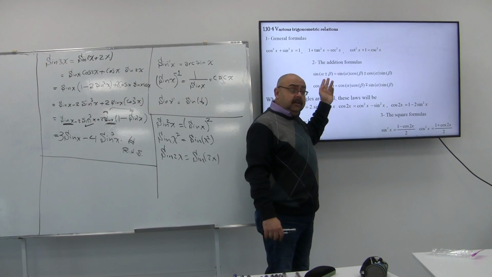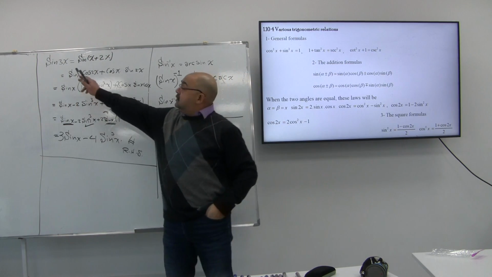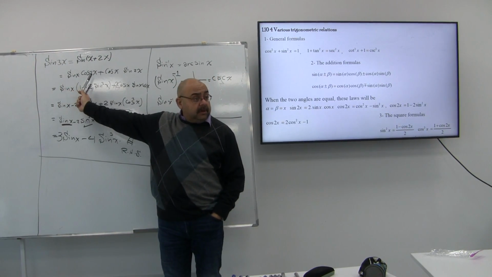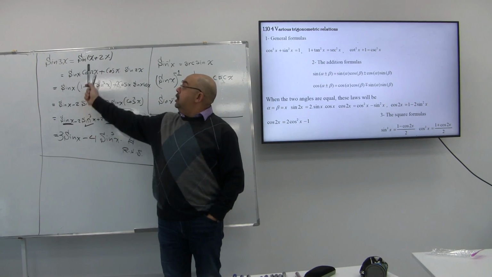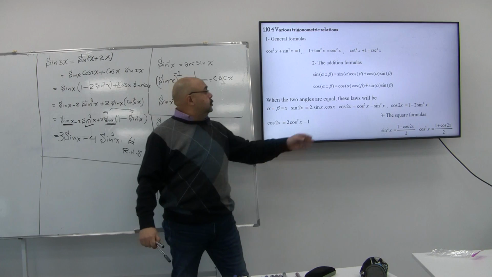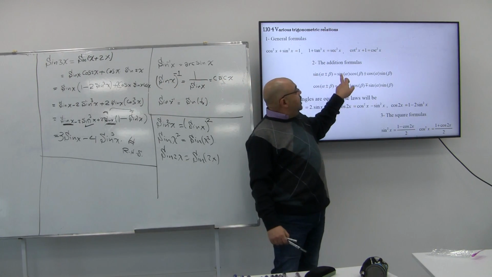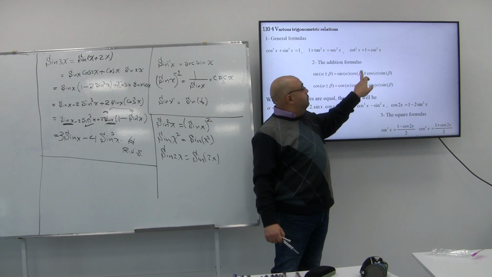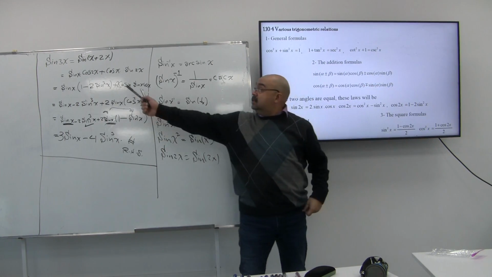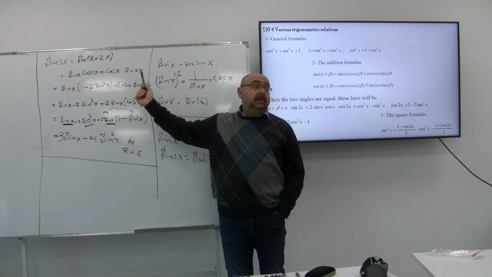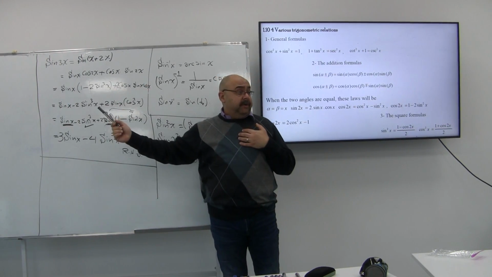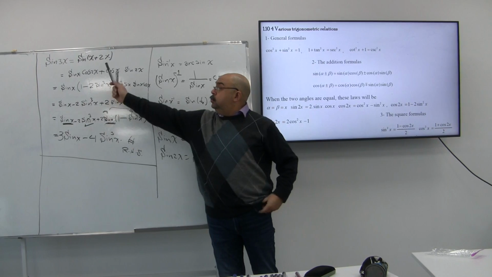So I will break it. Instead of having 3x, make it x plus 2x. To break x and 2x, this is alpha and this is beta. I will use this law. So it's going to be sine x cosine 2x, then plus cosine x sine 2x. This is exactly what happened in the first statement. Second step: I got sine x, which is required. Then I will need to replace the rest.